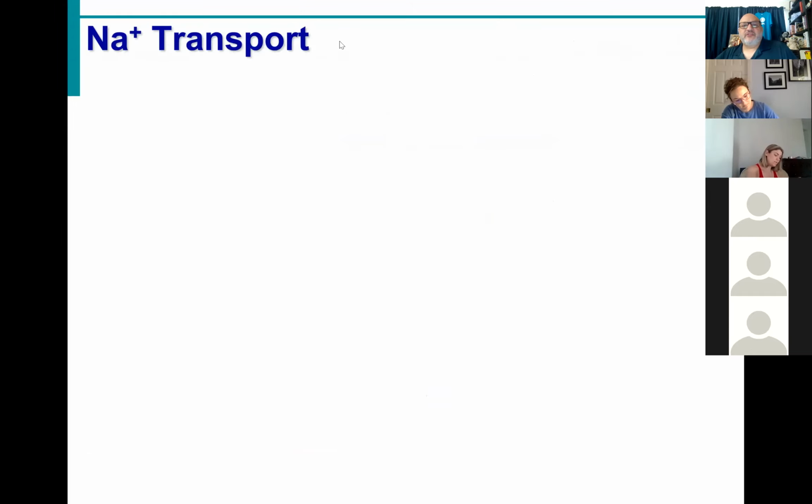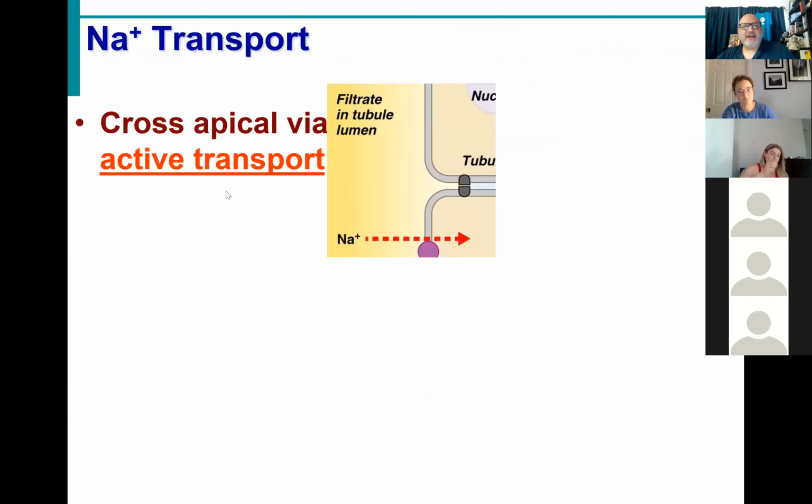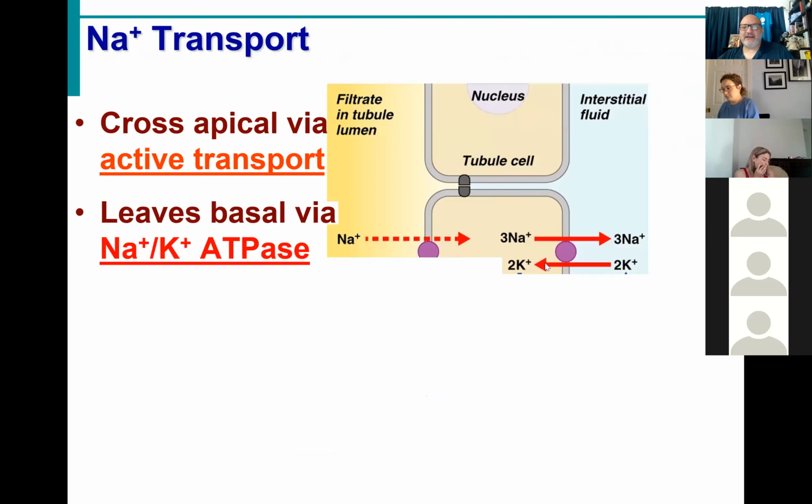Notice if we look at the pretty pictures from your textbook, again, as we talked about, we are actively transporting sodium into the cell from the lumen. We want to get it out of the lumen because we need to save and retain that. But we're also going to actively pump it out to the basal surface as well, using that sodium-potassium ATPase, because we want that very, very low concentration of sodium to be able to drive much of the other transport that we want to take place.